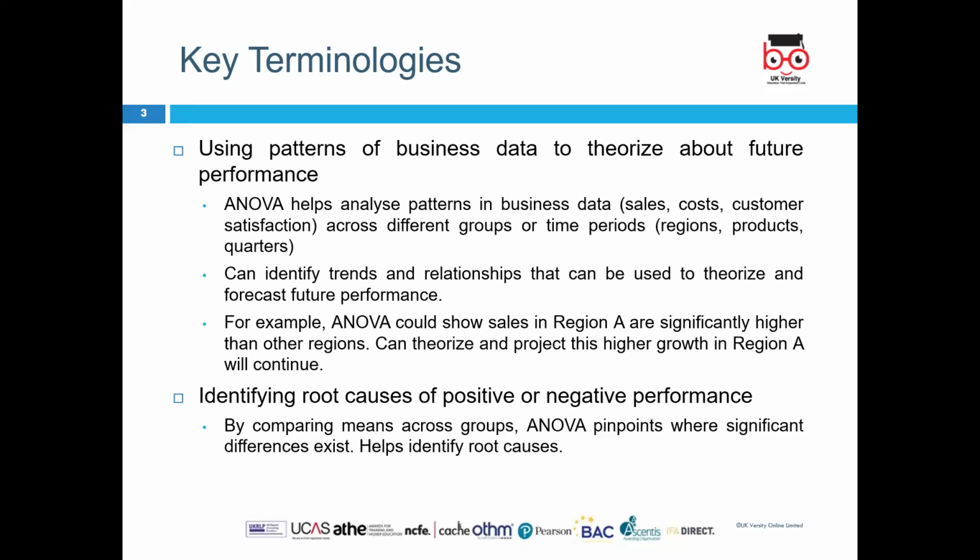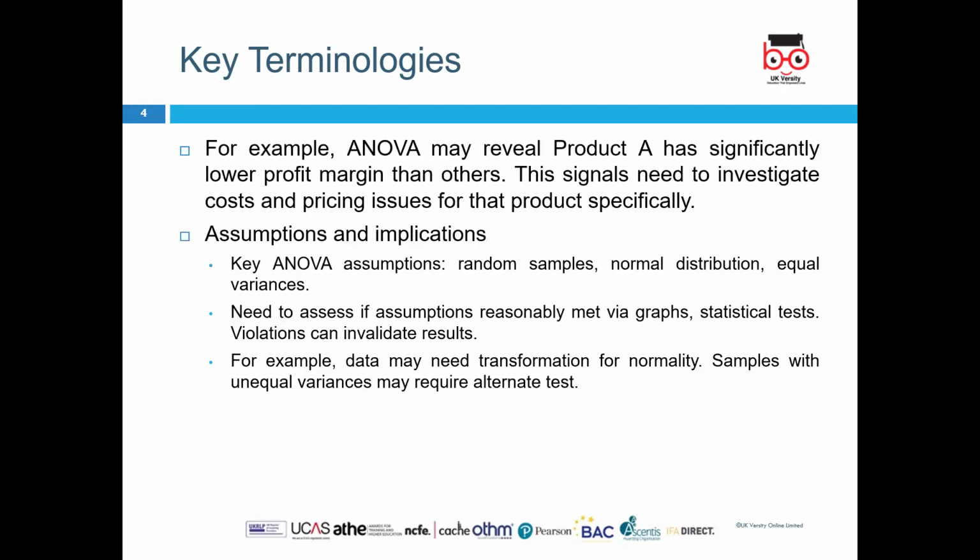Then the next aspect is to identify the root cause of positive or negative performance. By comparing means across groups, ANOVA pinpoints where significant differences exist, so it helps in identifying the root causes. For example, ANOVA may reveal product A has a significantly lower profit margin than others. So this signals the need to investigate costs and pricing issues for that product specifically.